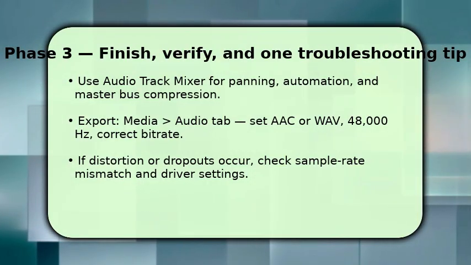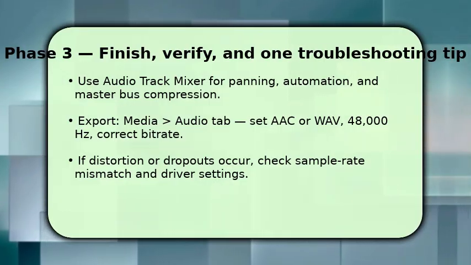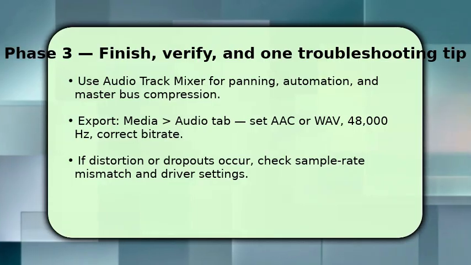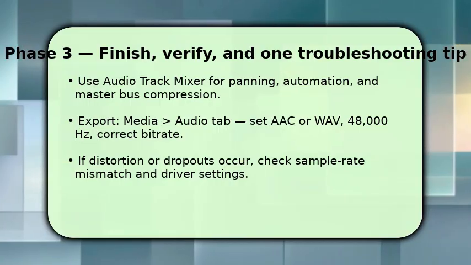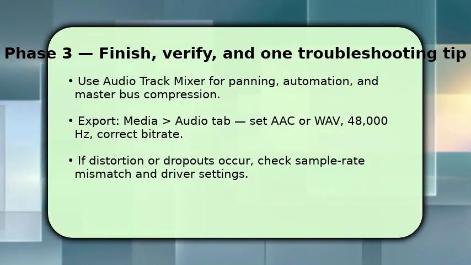When ready to export, go to File, Export Media, and under the Audio tab choose WAV for highest fidelity or AAC for delivery. Keep 48,000 Hz and pick a bitrate appropriate to format.